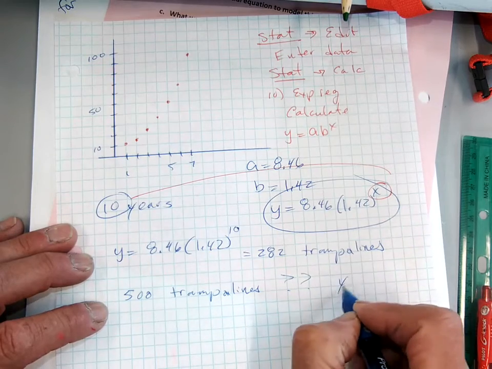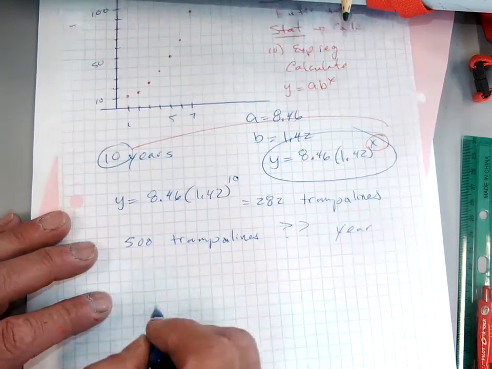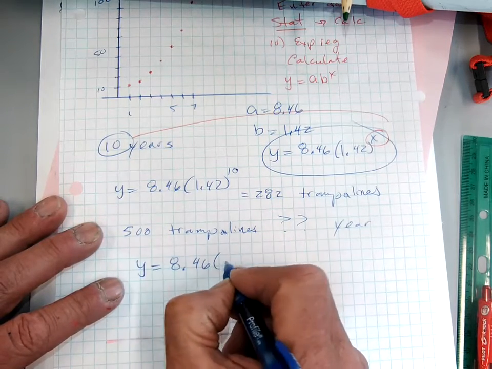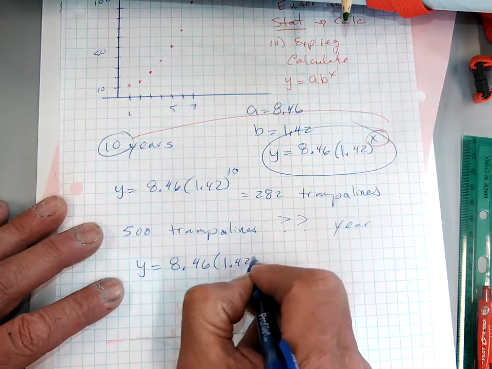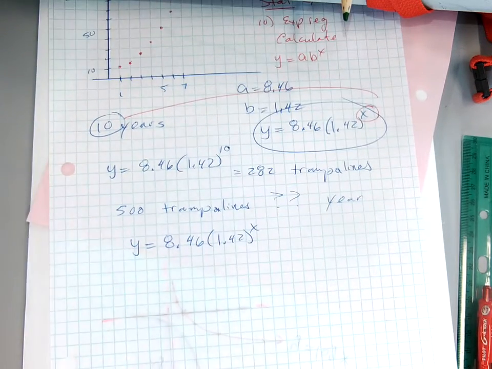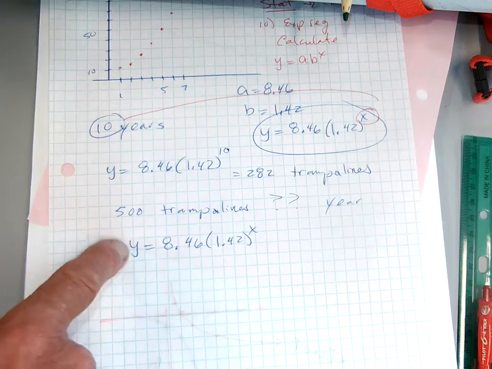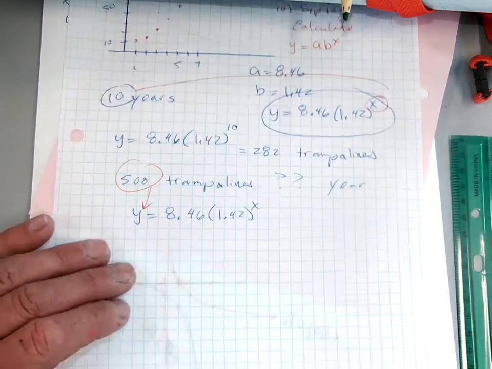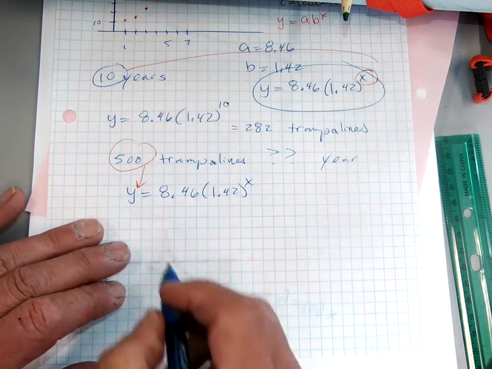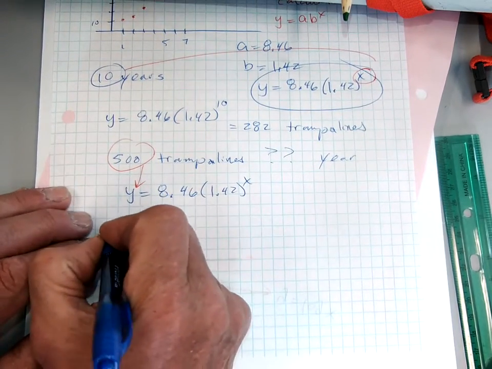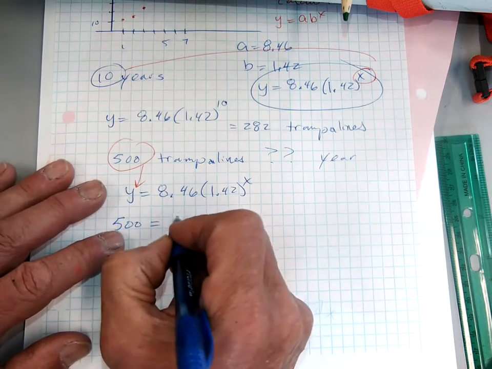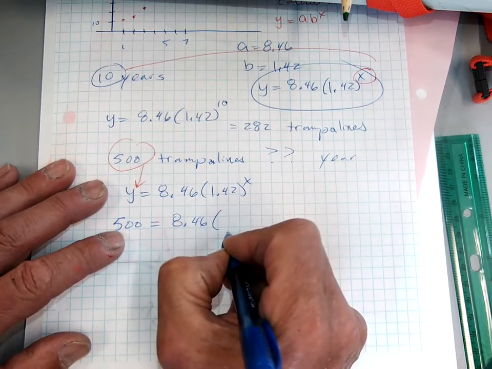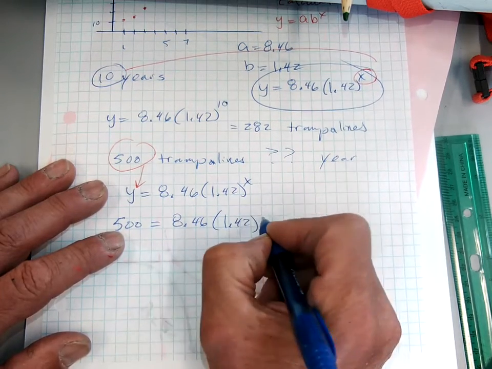What year? So we take a look at our equation. Y equals 8.46 times 1.42 to the x power, and this time we want to find out when it is going to equal 500. So we're going to put 500 in for y, because that's the number of trampolines. So 500 equals 8.46 times 1.42 to the x power.